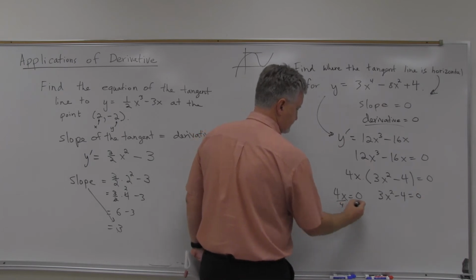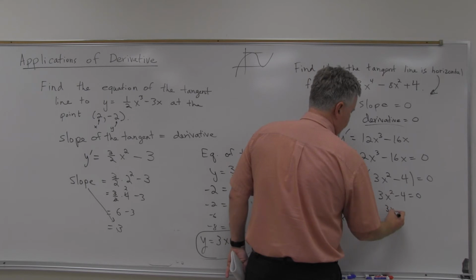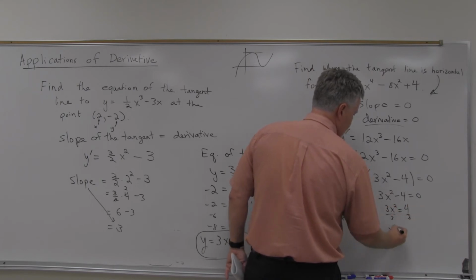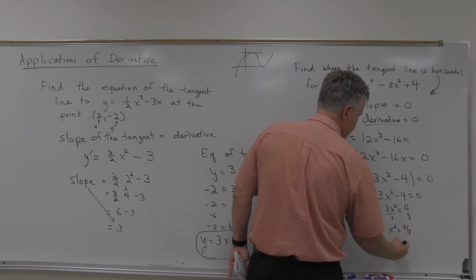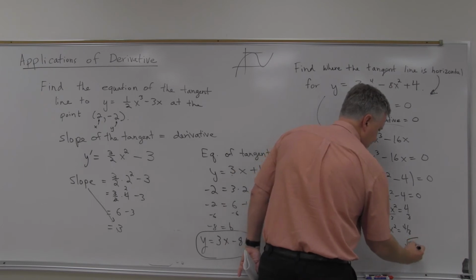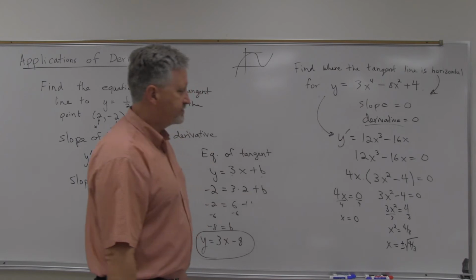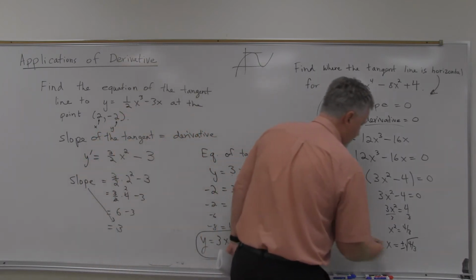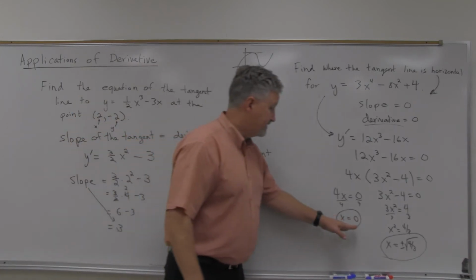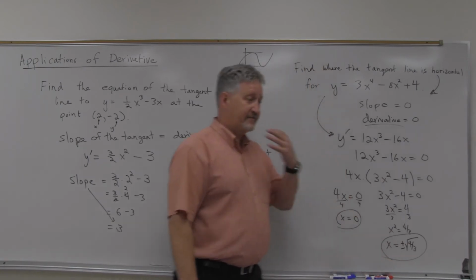Of course, this is an easy one. It's x is 0. And here, if we add 4, 3x squared equals 4, divided by 3, x squared is 4/3. So x would be the square root of both sides, plus or minus the square root of 4/3. So yeah, we've got a horizontal tangent at 0, and then plus or minus the square root of 4/3. And that's what I was saying.